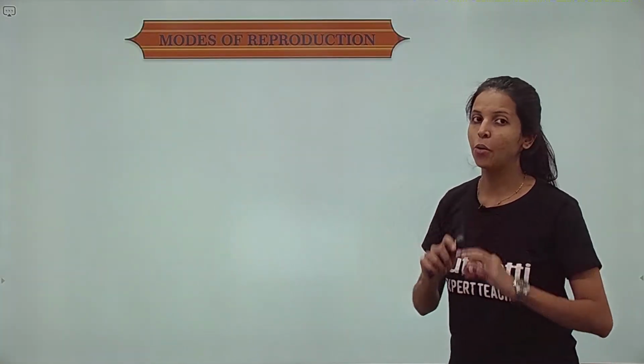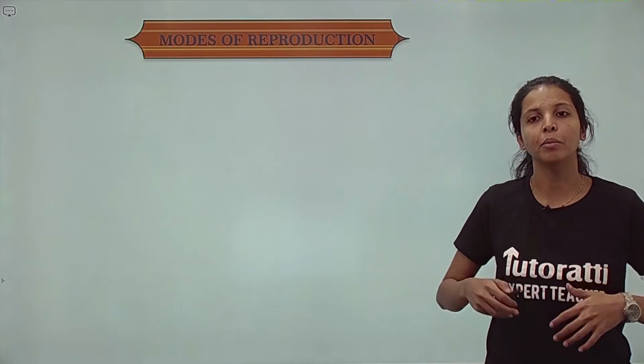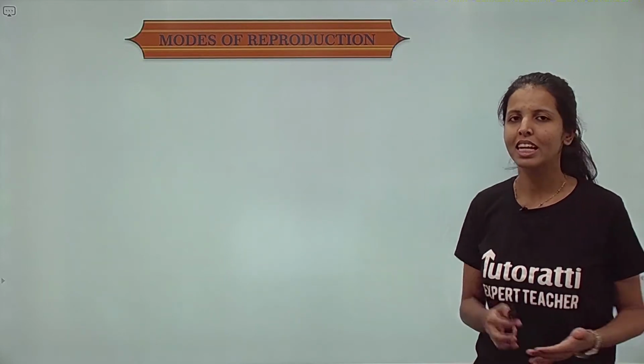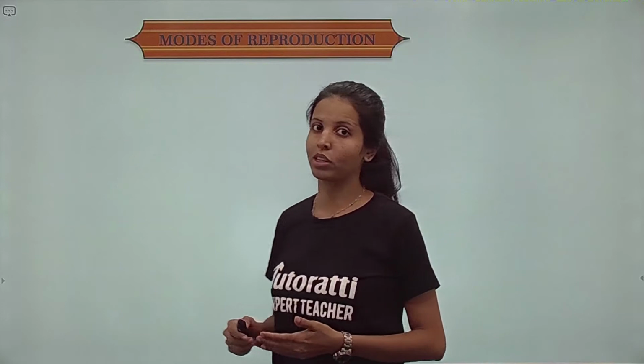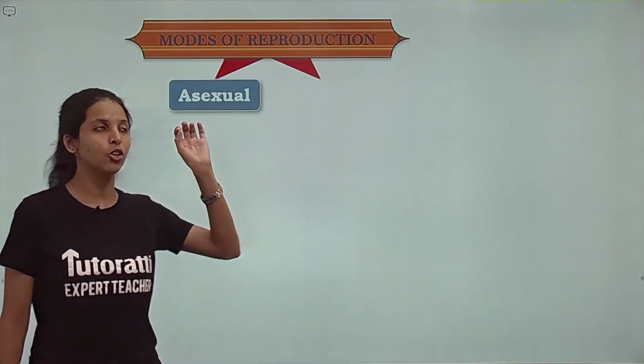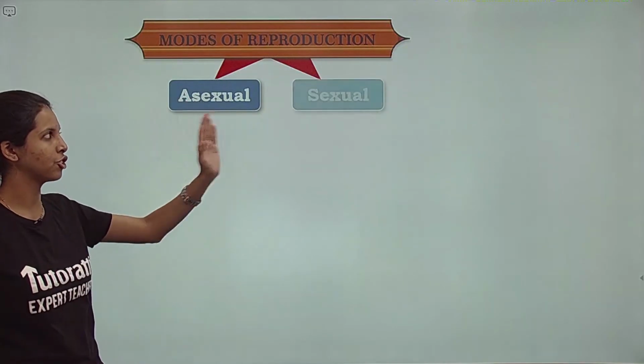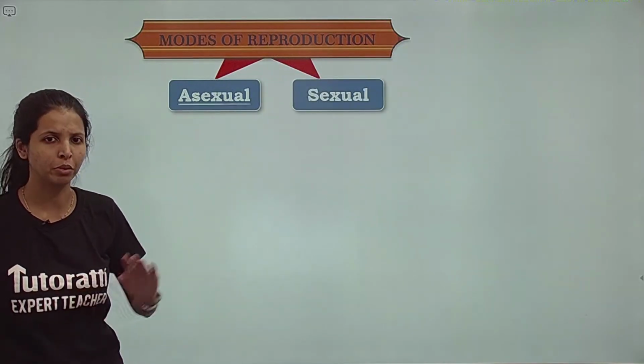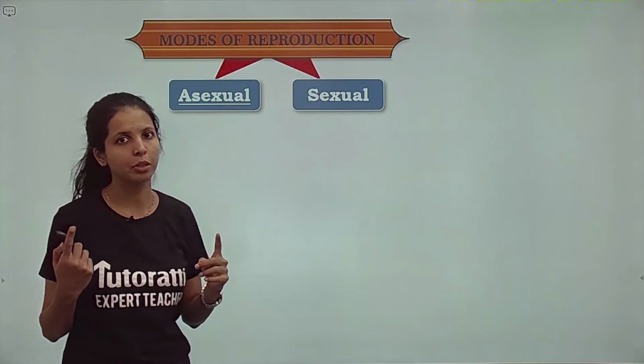After learning the introduction of this chapter, now let us move ahead kids and learn about the modes of reproduction. Something that you have studied in a lower standard. Yes kids, there are going to be two modes of reproduction. You have asexual mode of reproduction and sexual mode of reproduction. Let us see the difference between them.